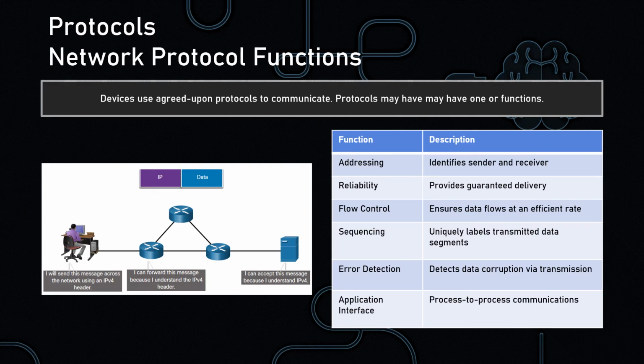So addressing will identify who sent it and where it's going. Reliability provides guaranteed delivery. That's a TCP item. Flow control, we talked about a little bit earlier. Sequencing allows us to label transmitted data fragments to make sure they make it in the correct order.